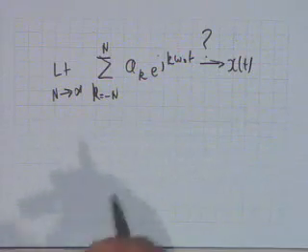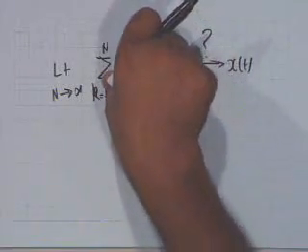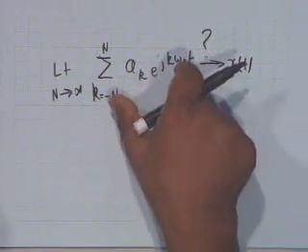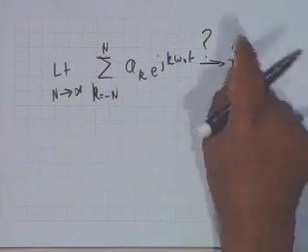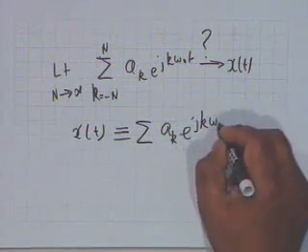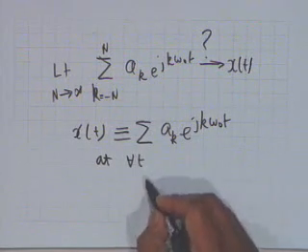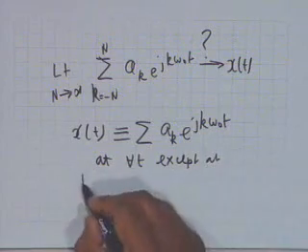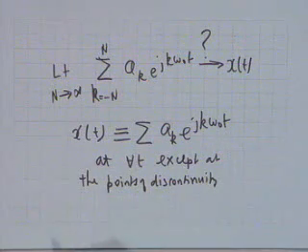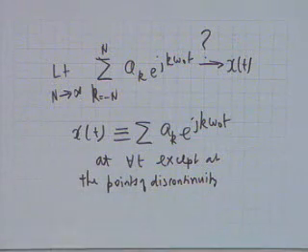Well, we commented in the earlier condition, that is the energy condition, that it is not necessarily true. That is, the values of x of t and this summation are not necessarily the same at all values of t. What about this case? Dirichlet showed that yes, indeed it is true. Not only do the A k's exist, but this summation is the same as x of t at all values of t, except, well, let's write it down carefully. X of t is identical to the summation A k e to the j k omega 0 t at all t, except at the points of discontinuity. These are the exceptions. At the points of discontinuity, the values are not identical.